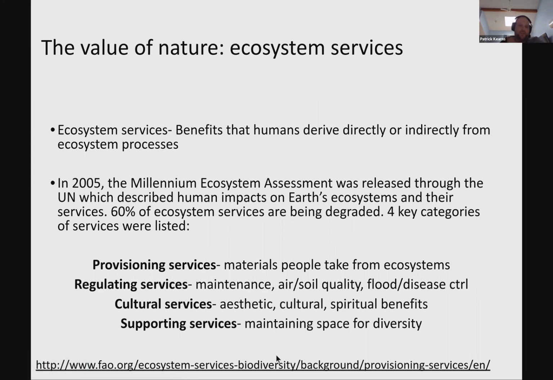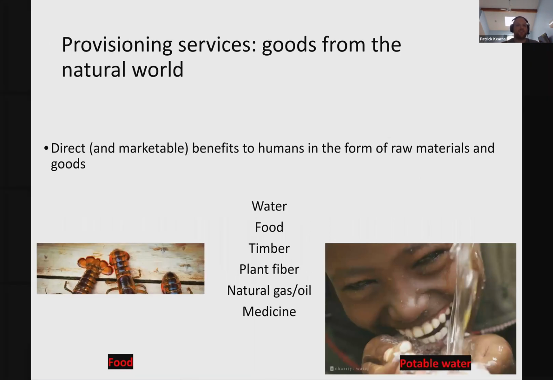If it's a long read, but if you do want to take a peek at it, I recommend it. They defined four key services. Again, these services are ecosystem services, and they're provisioning services, regulating services, cultural services, and supporting services. So let's dive into these four things.